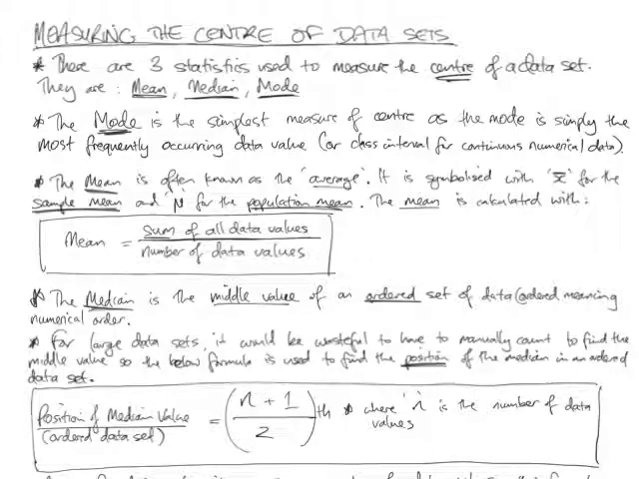The mean is also calculated with this particular formula here, so hopefully this is revision. The mean is going to be add all of the data values together and divide by how many there were. That's going to give you the mean.